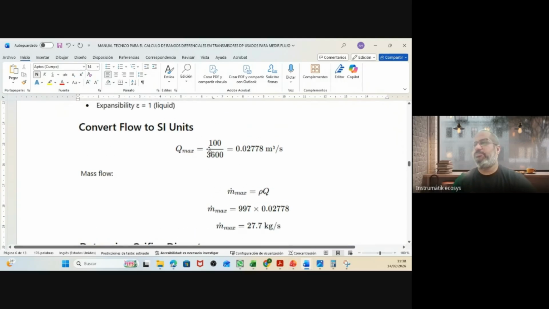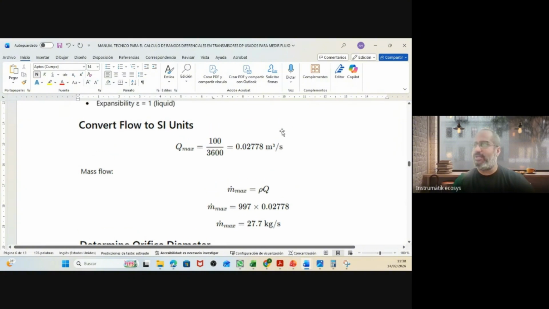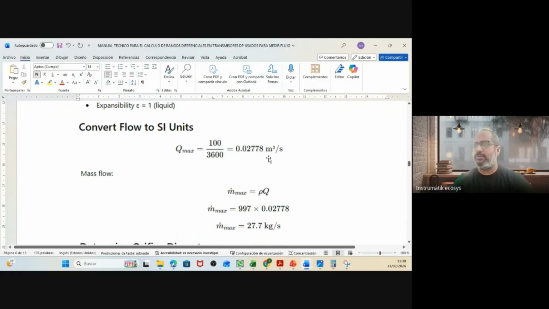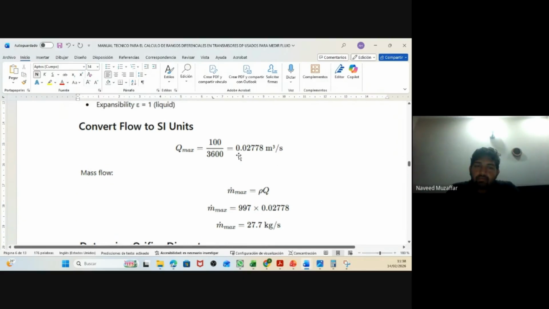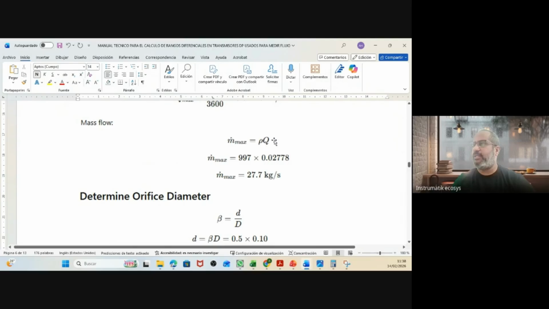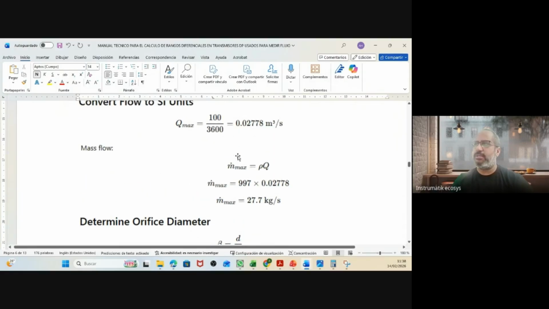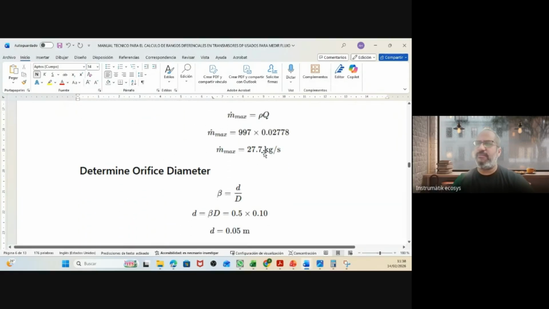Okay, then you just convert this one to cubic meters per second, because now it changed from hour to second. That's all. This is a formula for mass flow, and then you multiply density by flow, and then you will have this mass flow in kilograms per second. See, this is what the ISO needs: kilograms per second, just to use this in the formula.